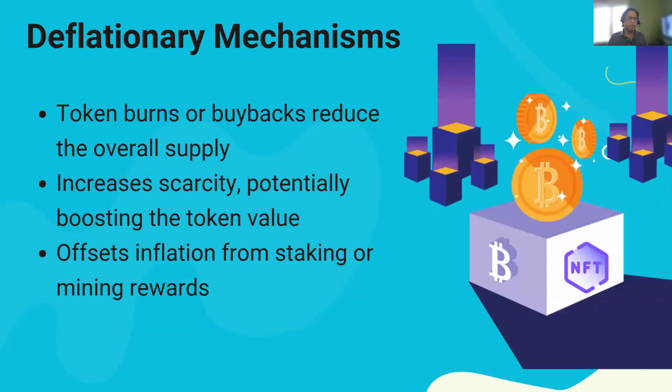So, deflationary mechanisms. One type of deflationary mechanism is that you can burn the token or do buybacks. Basically, burning a token means they will send the token to an address which is not usable. So the total number of tokens in the network will reduce based on the burn. Or you can also have a mechanism for buyback. If you are managing the token system, you can buy back the tokens from the customers, thereby reducing the total number of tokens available and thereby increasing the price.